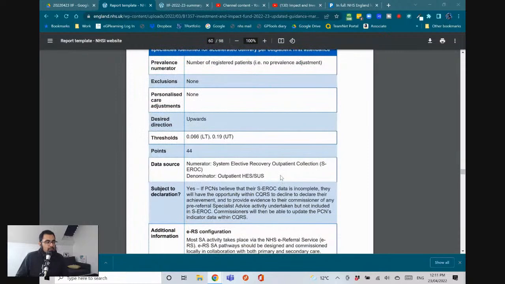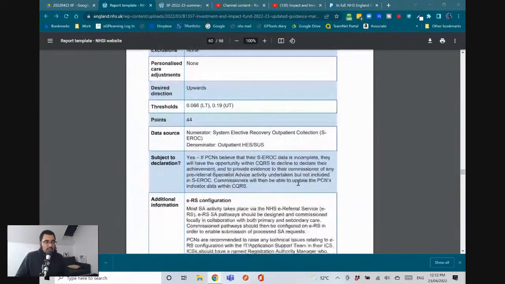Yeah, £80,000. The numerator is from the SEROC, the System Elective Recovery Outpatient Collection System. I have no idea what that is, so it's worth finding out from your ICP and hospital trust what that is, or from your CCGs. Worth asking your locality teams. And the denominator output is the HES, is the SUS again. I'm not great on knowing what those are, to be honest, but I'm assuming that your system will be able to provide you with that information.